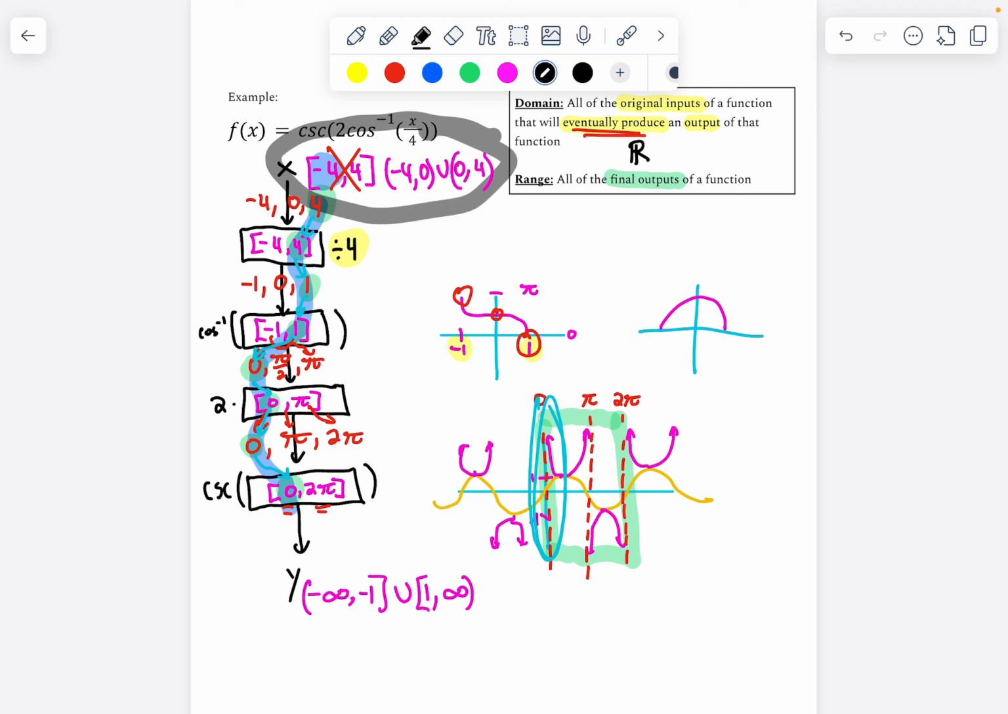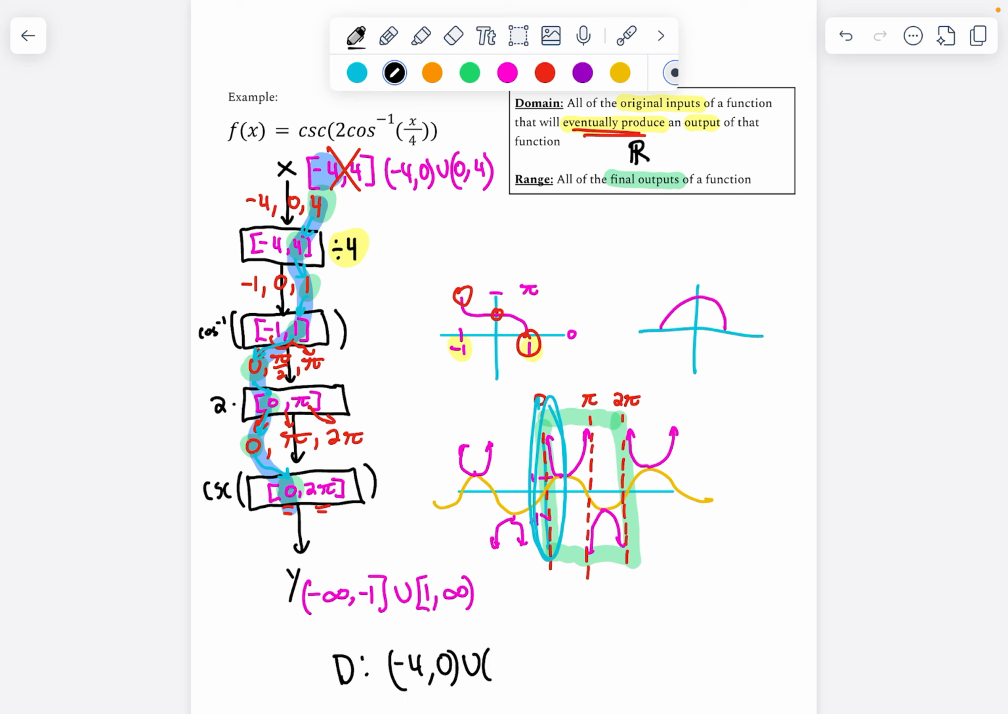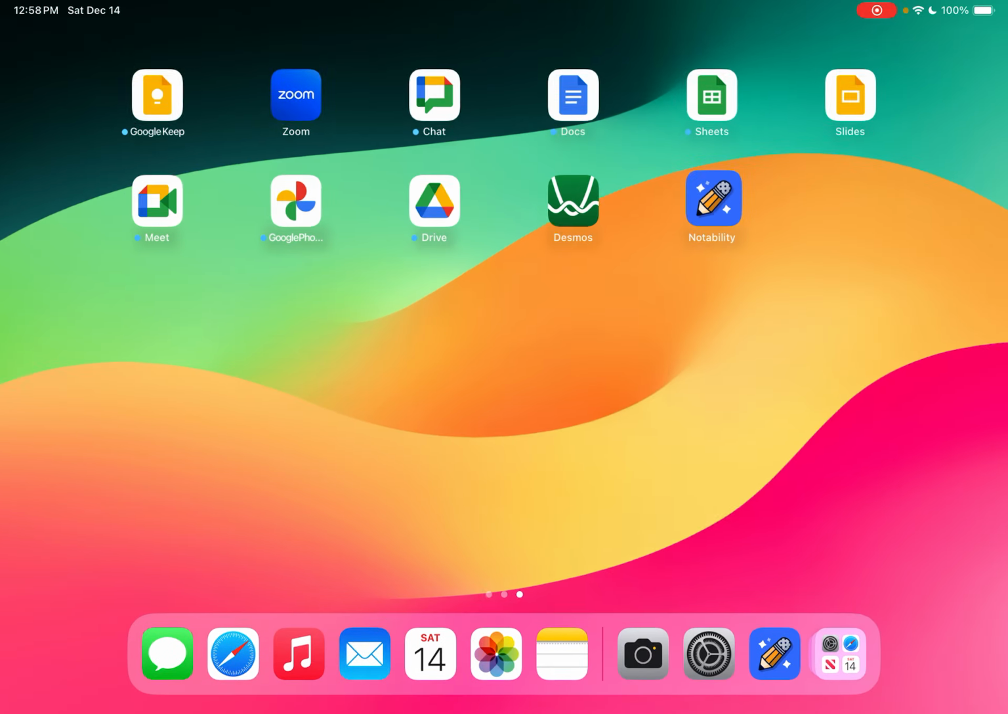And so to put it all together, the domain of this function is going to be -4 to 0 and 0 to 4, nothing inclusive. And the range of this function is -infinity to -1 and 1 to infinity. And what you can do is sketch these functions on Desmos to sort of confirm this fact. So I have them preloaded.